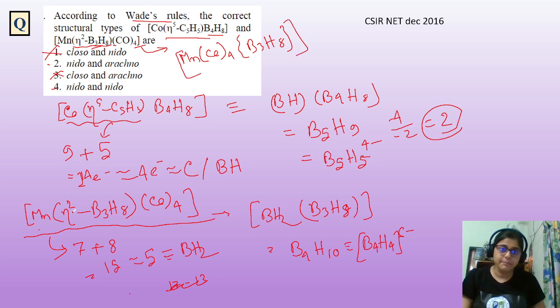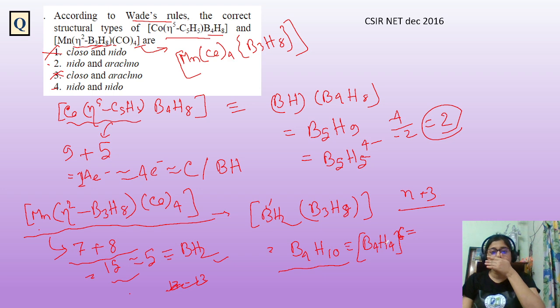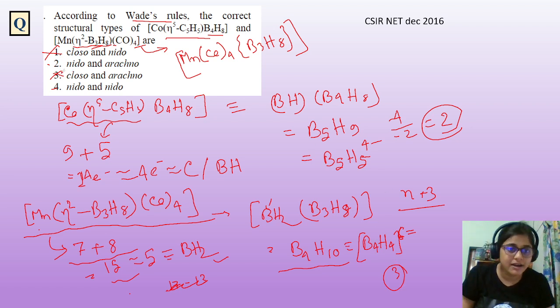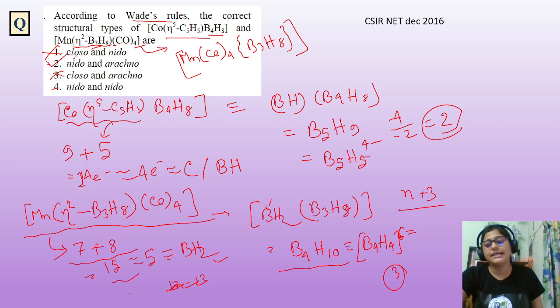This one. Okay. So MnCO4 I have taken. This will be the electron count, and we can compare it with BH2. And if we put the BH2 here, this will be the total B4H10 and B4H4, 6 minus will be there now. So it will be compared with n+3. Fine. n+3 means 3. Here our answer is 3 means arachno. Clear? So the 2 will be the answer.